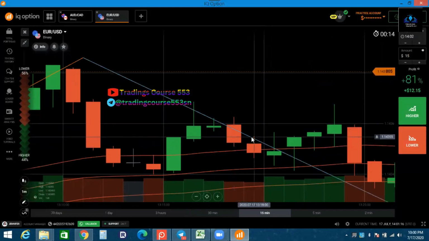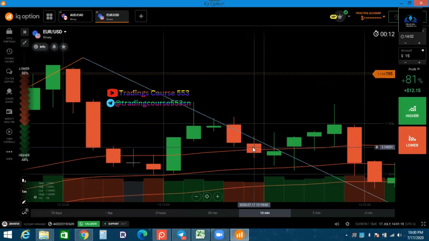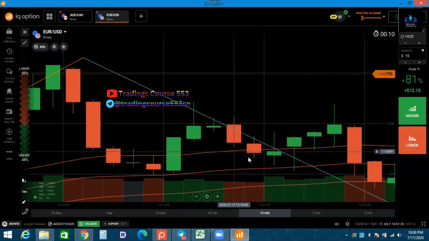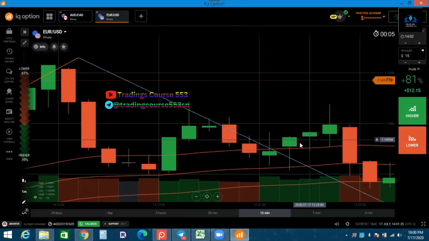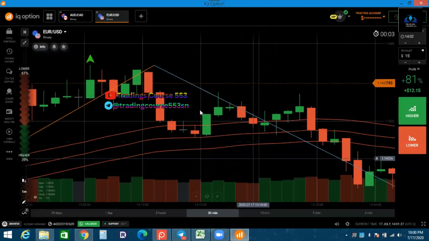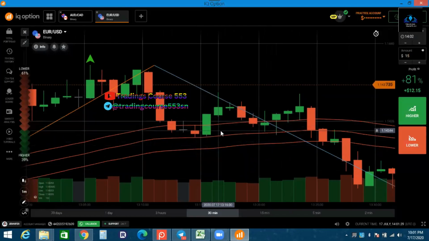So if there is no retracement, then this candle must be strong. Do you see there is no strongness in this candle? Do you see again buyers are in trade? So these things we must consider while we are trading.